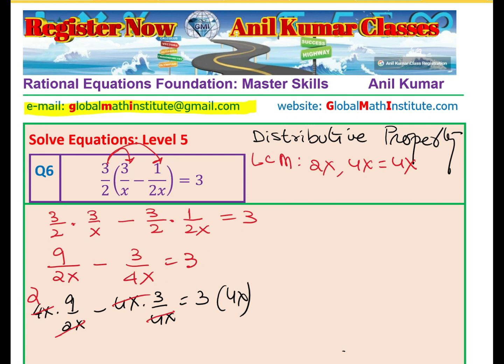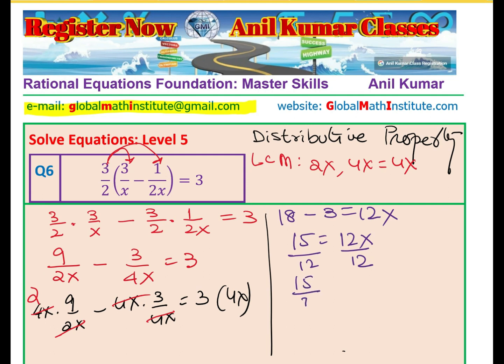So what we get here is 9 times 2, which is 18, right? Let me rewrite here. 9 times 2 is 18 minus 3 equals to 12x. So you could also simplify here. 18 minus 3 is 15, right? Equals to 12x. Dividing by 12 like this, right? 15 over 12 is equals to x. You can simplify this, dividing by 3 each. So 3 goes 5 times and 4, and therefore the solution is x equals to 5 over 4. Makes sense.